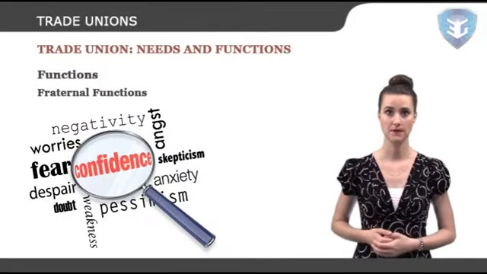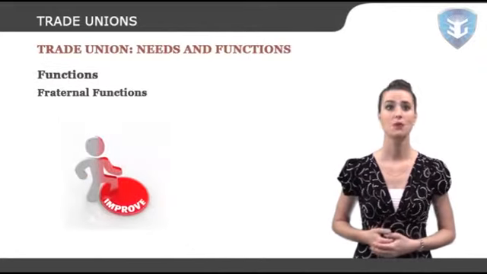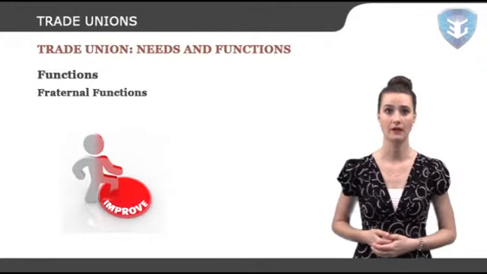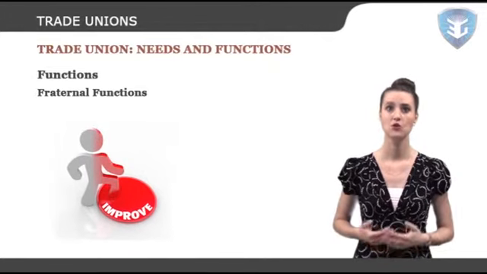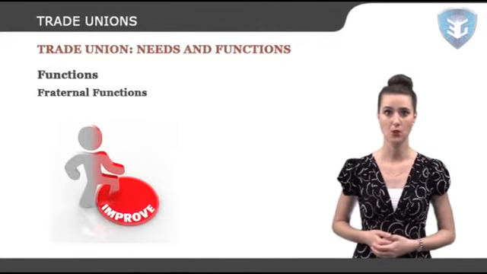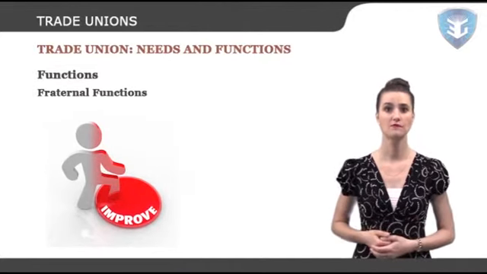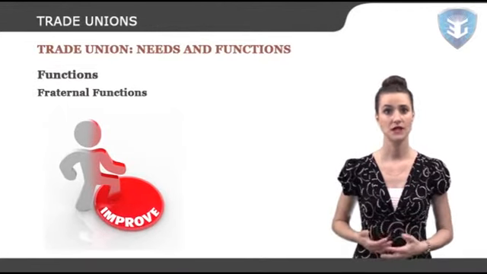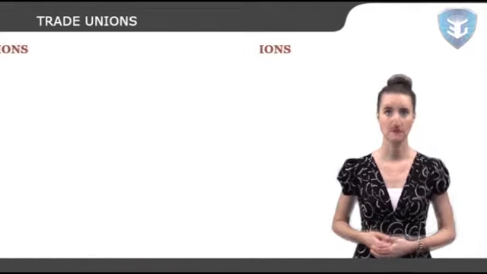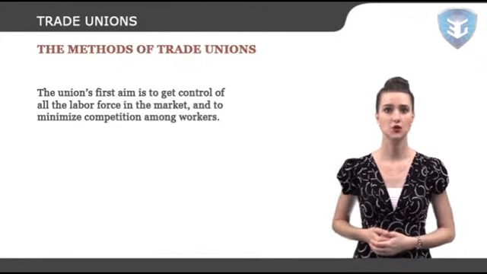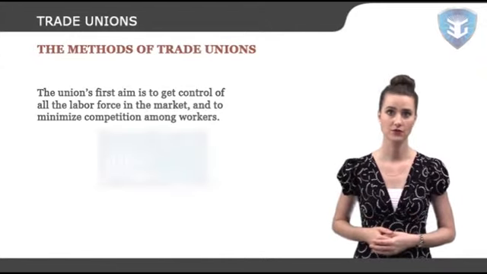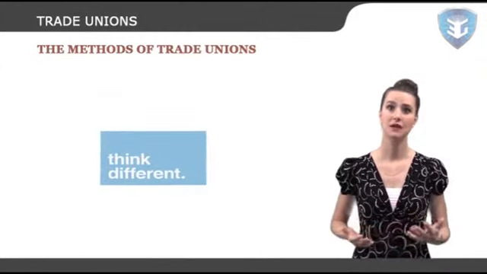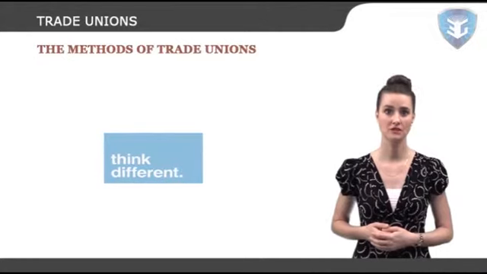Fraternal functions. The fraternal functions of trade unions can be summed up as to take up welfare measures for improving the morale of workers, to generate self-confidence among workers, to encourage sincerity and discipline among workers, to provide opportunities for promotion and growth, to protect women workers against discrimination. The union's first aim is to get control of all the labor force in the market and to minimize competition among workers. Every labor federation aims to extend its control to every branch of its trade.